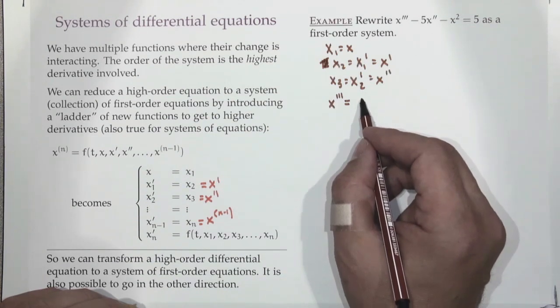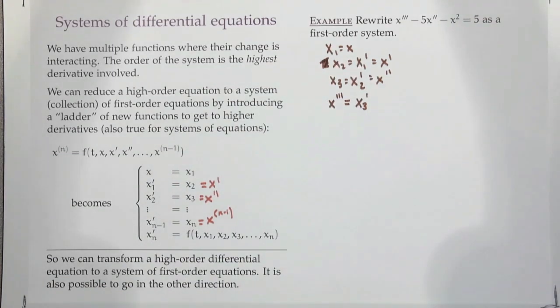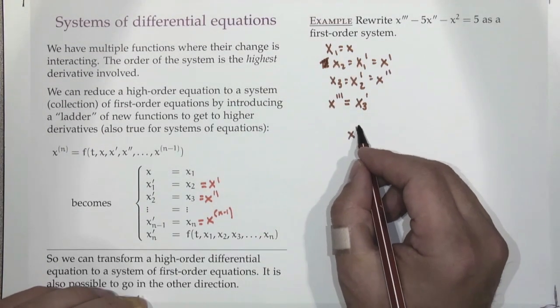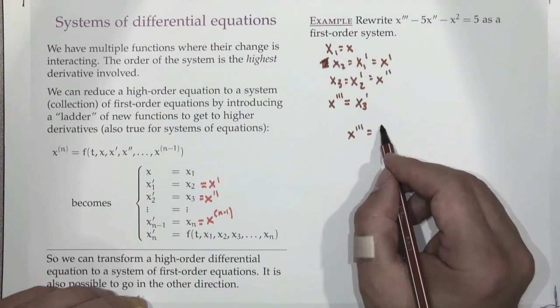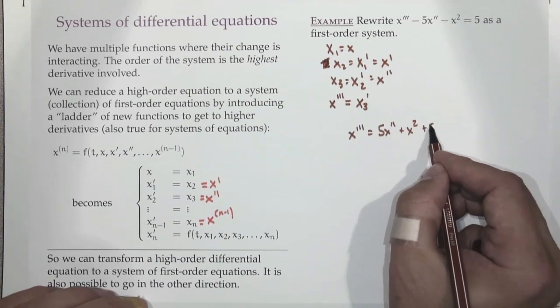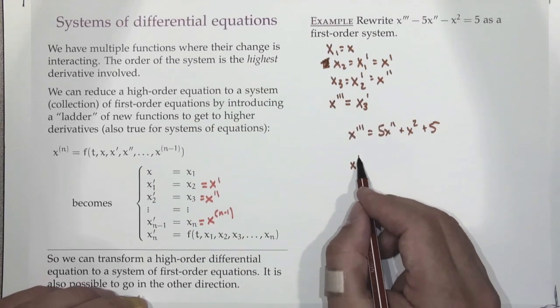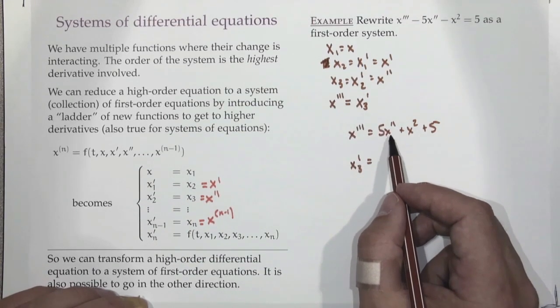It would be x3 prime. So we don't introduce a new variable. We say, look, we can just take the derivative of the last one. So if we start with our differential equation, and we'll just move these things to the other side, that's 5x double prime plus x squared plus 5. We can say, okay, this becomes x3 prime equals, this x double prime becomes what?